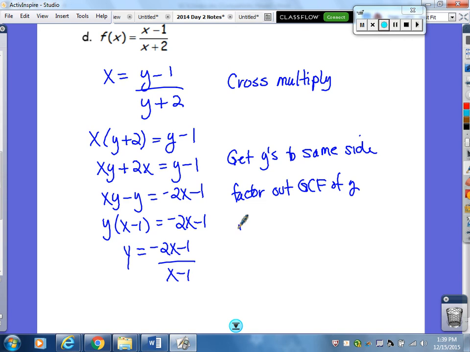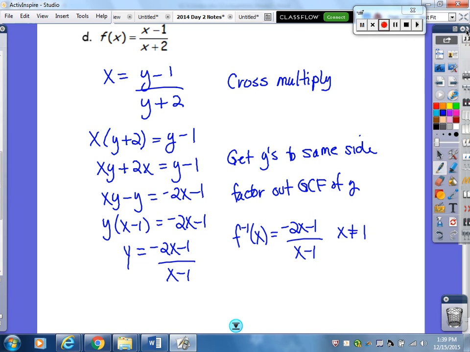And this, like I said, I know you don't know what this looks like picture-wise, but it is a function. It's a function, but what's our restriction on the domain? X cannot equal 1, because we can't have a 0 in the denominator. All right, so those are inverses. Switch your x and y and solve for y.